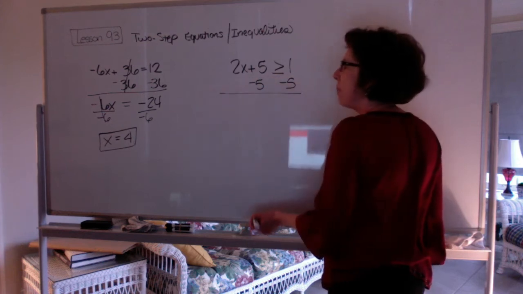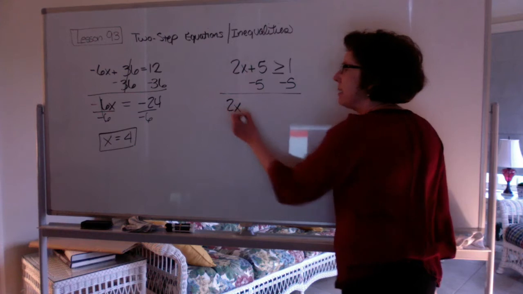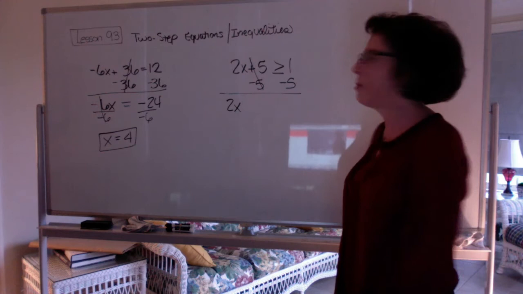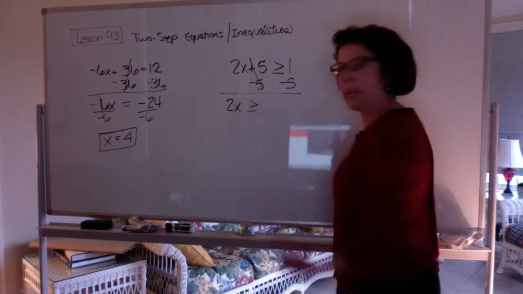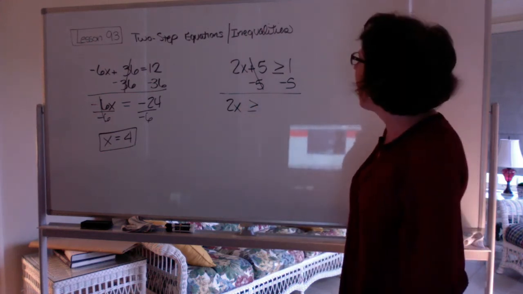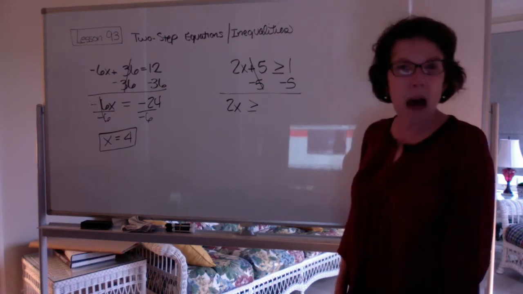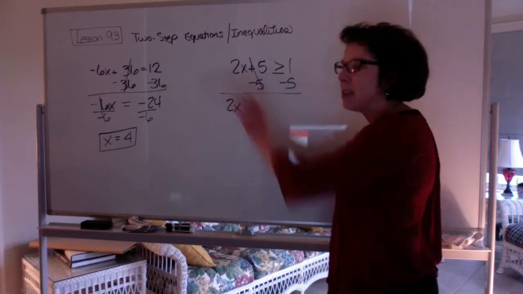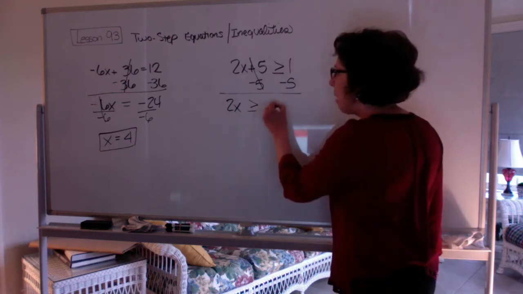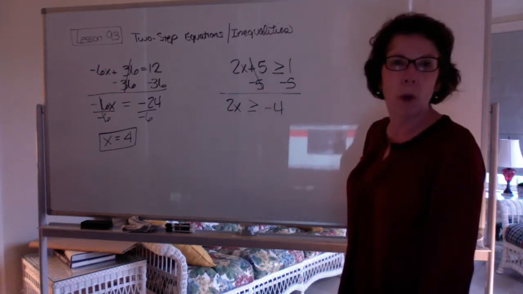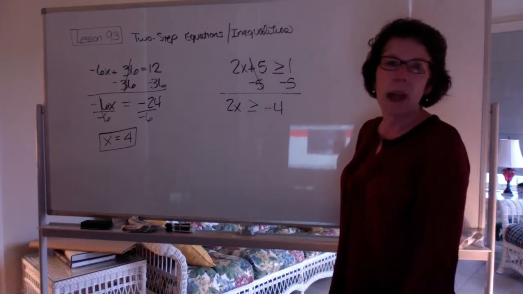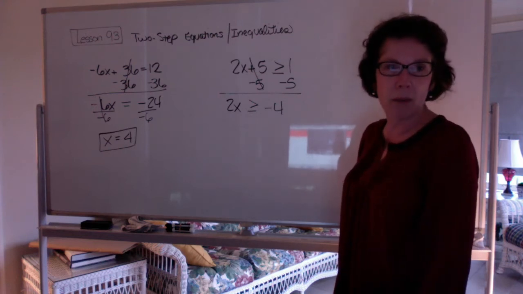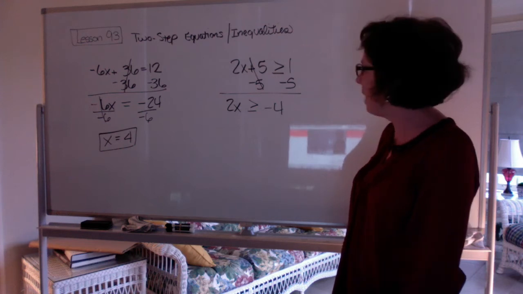So let's do that. I'm going to bring down my 2x. My positive 5 and negative 5 will cancel out, so I'll just cross through those. I'm going to write down my inequality greater than or equal to, and 1 minus 5. If you have 1 on the number line and go to the left 5 units, you will end up at negative 4. 1 minus 5 is the same thing as 1 plus negative 5, which gives you negative 4.